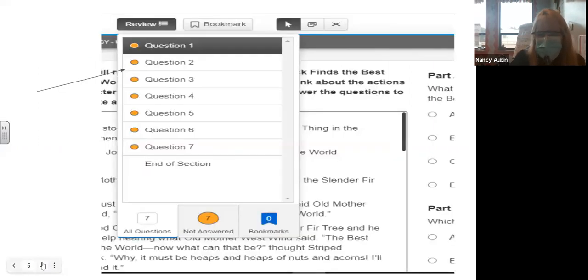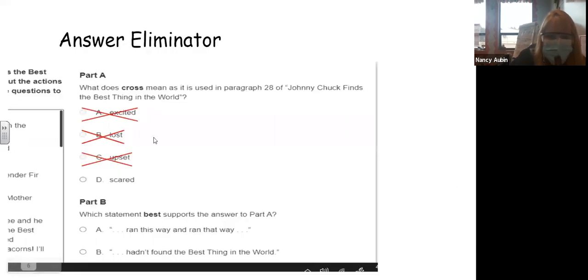So for my second graders, when you go to the review button, you will see that if it is yellow next to the question, that means you have not answered it. If it has a blue bookmark by it, it means you need to go back to it and answer it. So that's what that review button is for. Answer eliminator, you just can click on it, it will get rid of the answers that you know are not right. I will show you this as we work today. But to get rid of it, you have to click back on it.